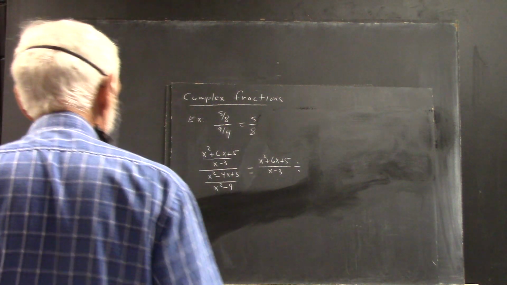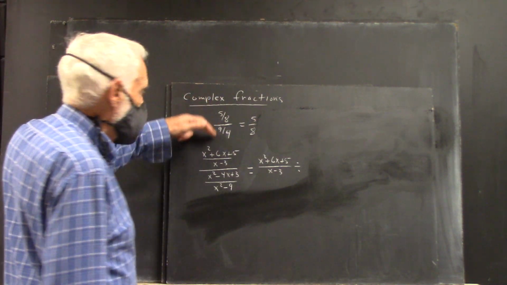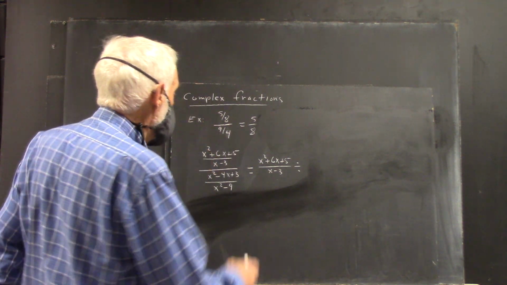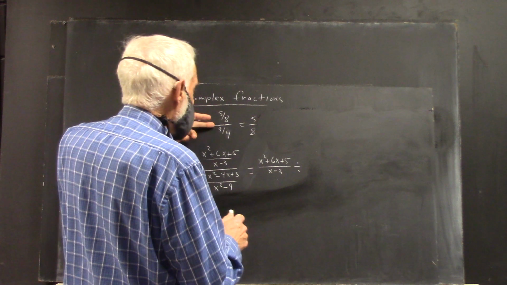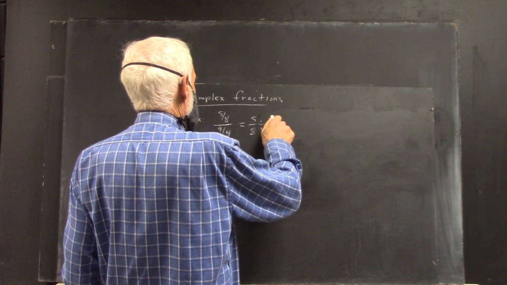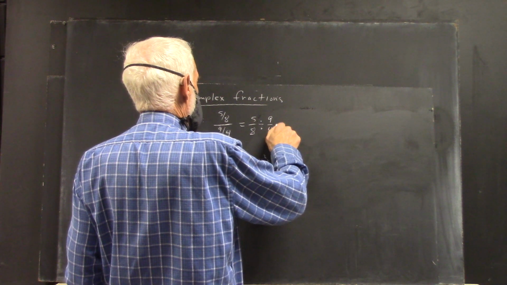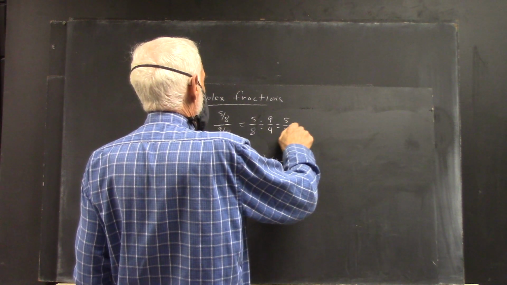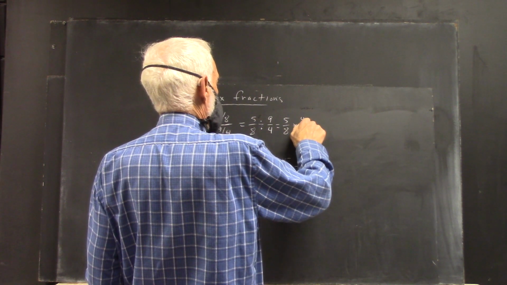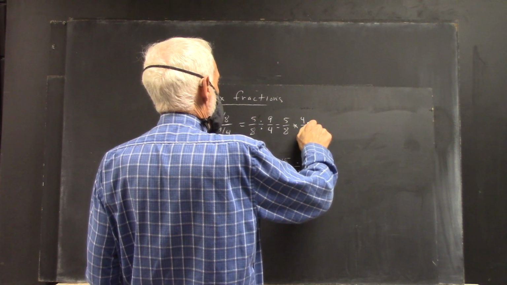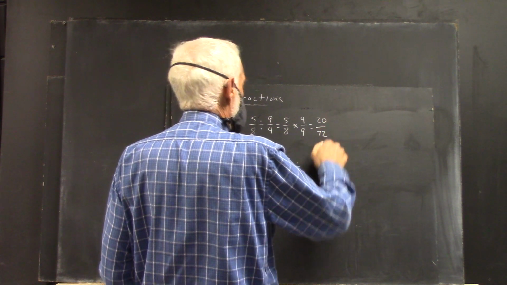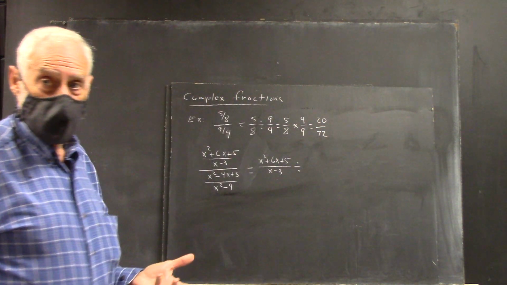Okay, again, complex fractions. Fraction divided by fraction. When you divide a fraction by a fraction, we could write that out with a division sign. And of course, division by a fraction is multiplication by its reciprocal. And we get 20/72.